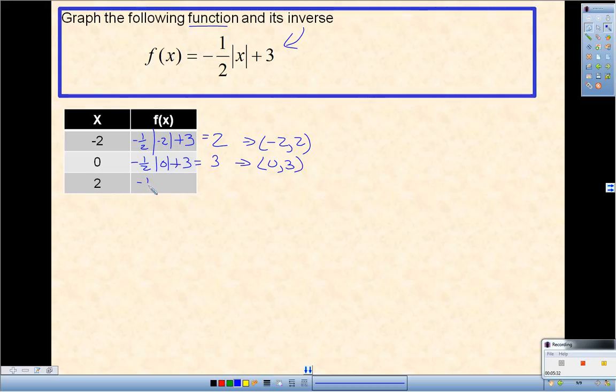And then finally, I'm going to evaluate 2. So negative 1/2 times the absolute value of 2 plus 3. The absolute value of 2 is 2, and 2 times negative 1/2 is negative 1, plus 3 is 2. So that gives me the point 2, 2.